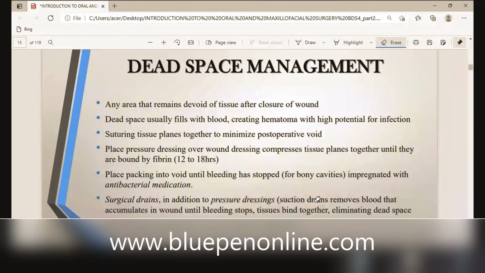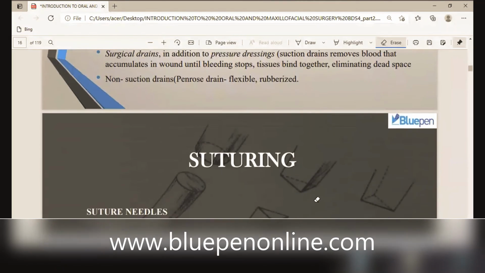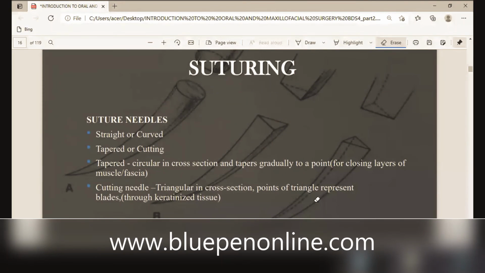So if a patient comes to you like this, what you have to do is place pressure, then take a gauze or something like that, and place some antibacterial medication over it. Place it inside this void. Then if, in addition to this void, there is a lot of bleeding, you have to take a surgical drain and place it inside this, and it will subside too. Okay, so that's all about dead space management.